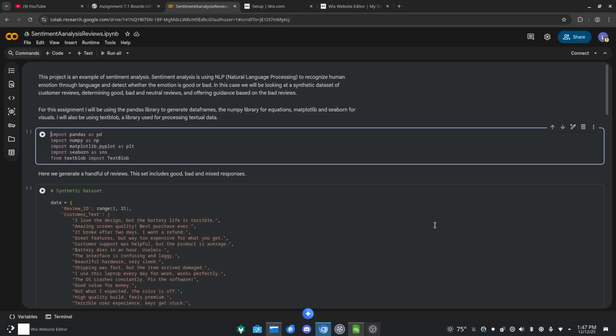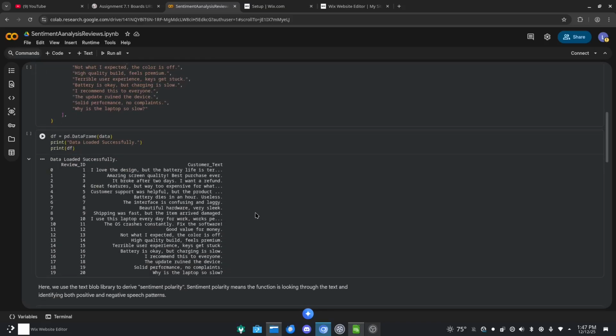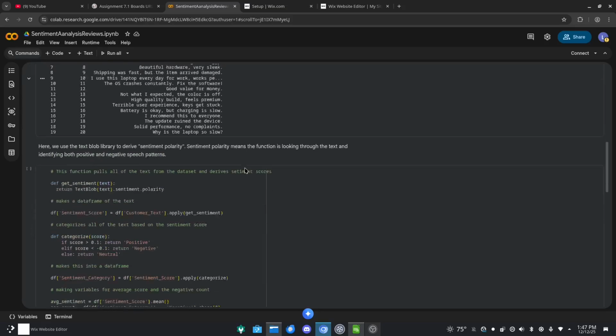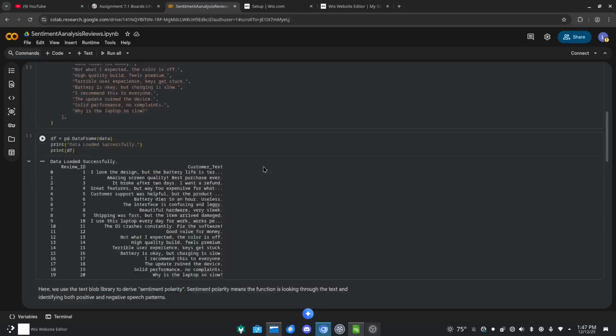This is sentiment analysis. Essentially, this is a sentiment analysis lab, and I generate a synthetic data set. I make a data frame out of that, and I load it just to make sure the data frame is working, and then I perform the sentiment analysis on it.